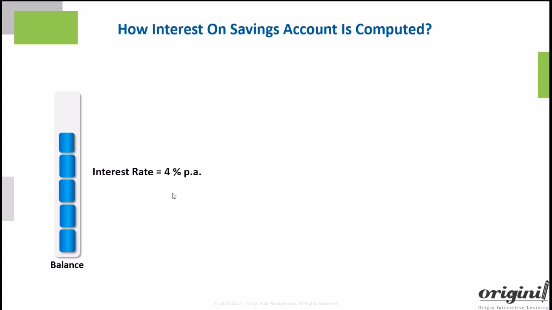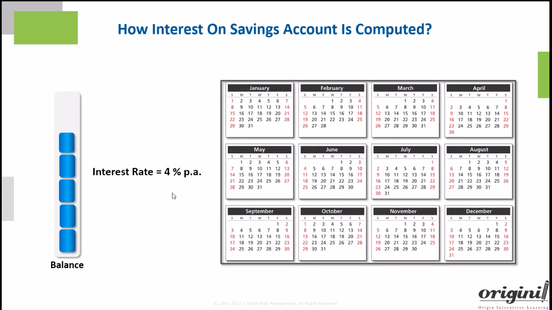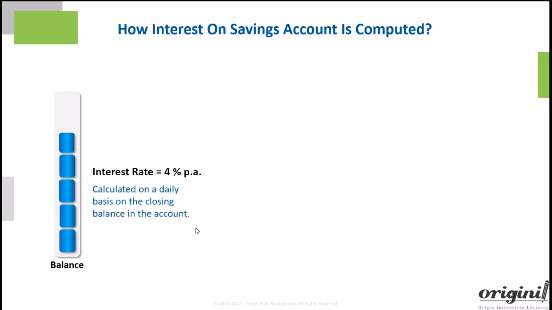This interest is paid to the savings account holder usually at the end of every quarter. That is, it is typically paid on 1st of April, July, October, and January. The interest is calculated on a daily basis on the closing balance in the account. Let's understand what it means.